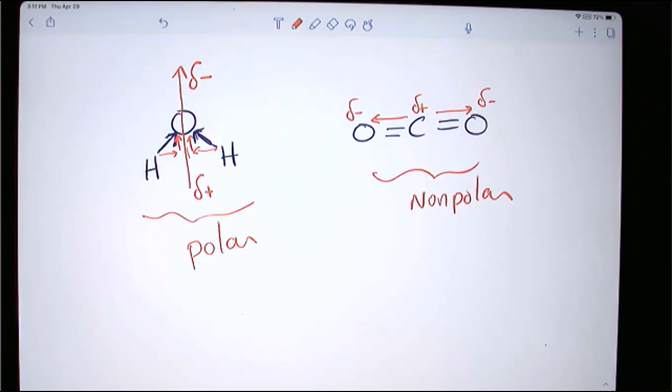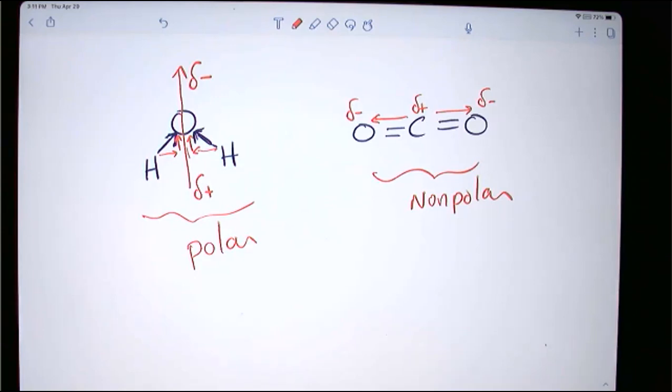And when there's more than one polar bond, then it depends on the shape, doesn't it? When there's more than one polar bond, it could be polar or it could be non-polar, depending on the shape. However, we might still be able to squeeze one more thing out there.